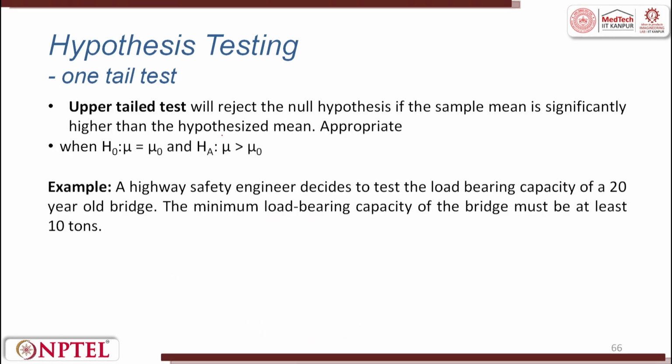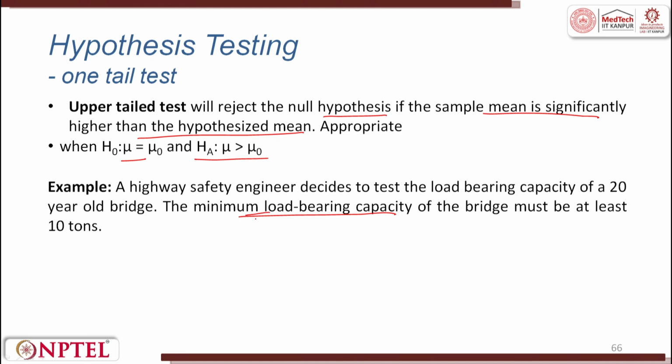Upper tail test will reject the null hypothesis if the sample mean is significantly higher than the hypothesized mean, that is, mu is equal to mu naught, that is the H naught, and H alternative is mu is greater than mu naught. Example: a highway safety engineer decides to test the load bearing capacity of a 20-year-old bridge. The minimum load bearing capacity for the bridge must be at least 10 tons. He said the minimum value has to be there.